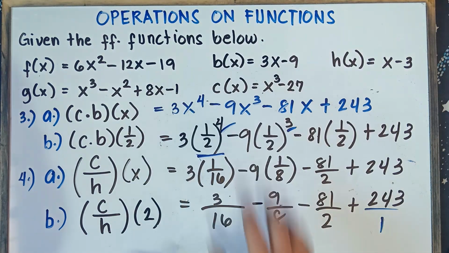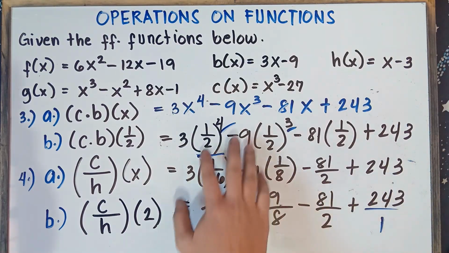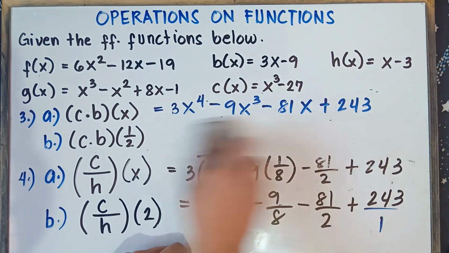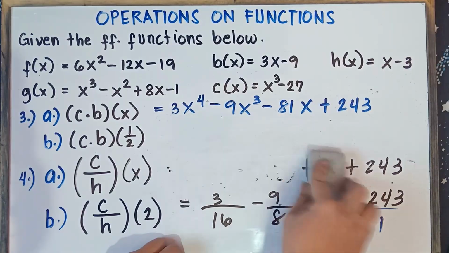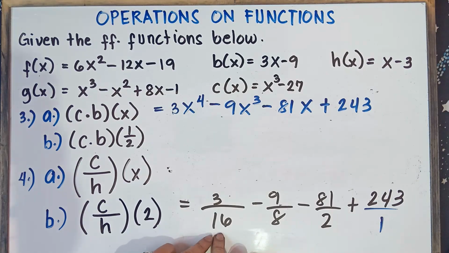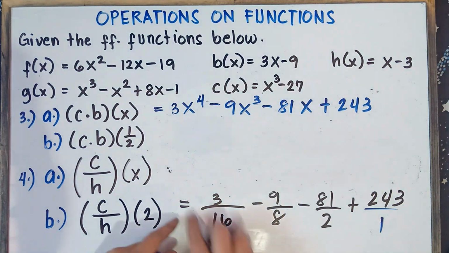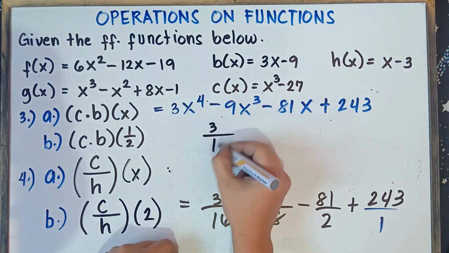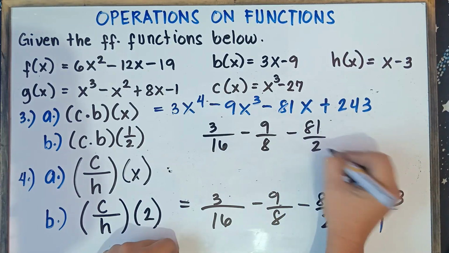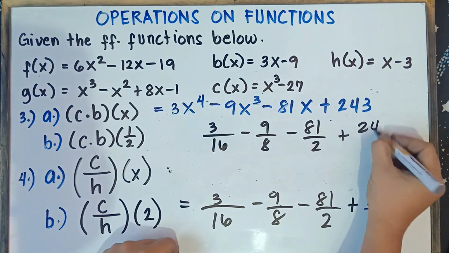Let me just erase this one, class. We don't have enough space. You pause the video, class. I'll be erasing this part. We need to find the LCD of 16, 8, 2, and 1. Let me just write the answer here, class, because we will be dividing this one and then multiply. So 3 over 16 minus 9 over 8 minus 81 over 2. And then plus 243, we can put over 1.